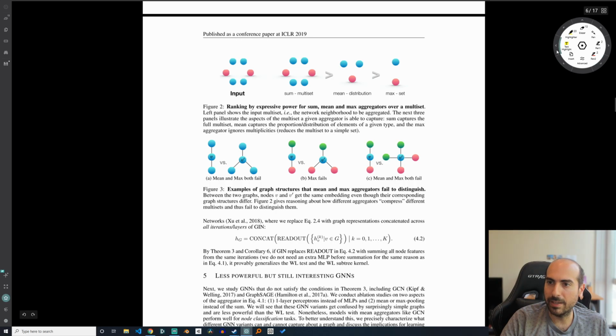Okay, and so then they're saying a hidden layer for a graph can just be a concatenation of a hidden layer representation across all iteration layers.